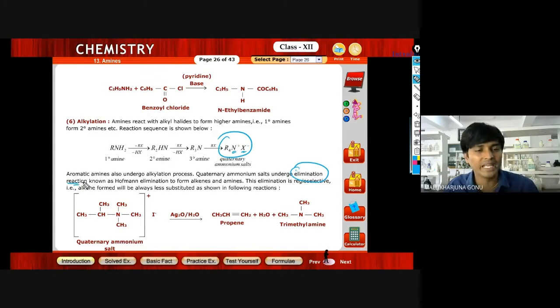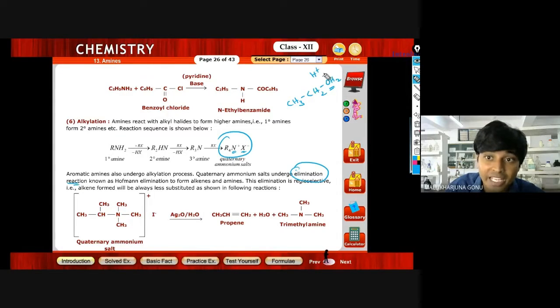So to do elimination, how do we do it sometimes? See, for example, CH3CH2OH is there. How do we do elimination? This one. If you protonate by using some H+, you get H2O+. So that way you can eliminate this water molecule. You can eliminate that water because it becomes a good leaving group. The same way, if you have an amine, for example, CH3 amine is there. What is this one? Methyl.